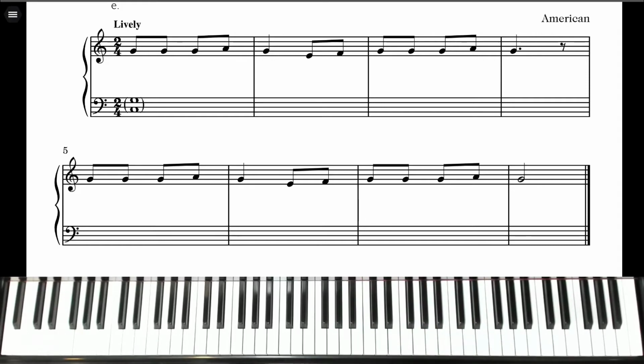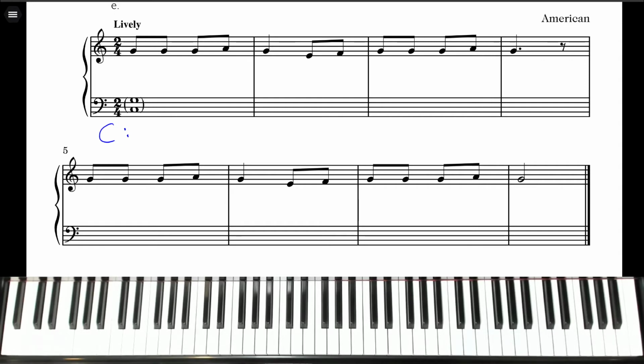Now let's take a look at Chapter 1, page 31, Example E, the final harmonization example from this chapter. Again, we need to determine the key signature. This time, we are in the key of C major, as indicated by the lack of sharps and flats in the key signature. Still, I will write my key, C major.